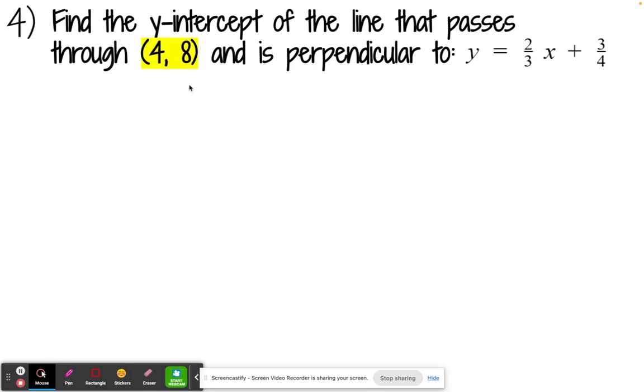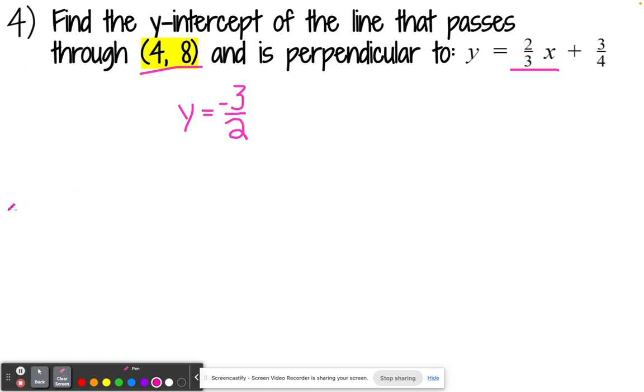Find the y-intercept of the line that passes through this point and is perpendicular to this line. Okay, so it's going to pass through this point and it's perpendicular to this. Well, if it's perpendicular, you know it's going to be y equals negative 3 over 2, because the opposite reciprocal of 2/3 is negative 3 over 2. So we need to find that y-intercept.